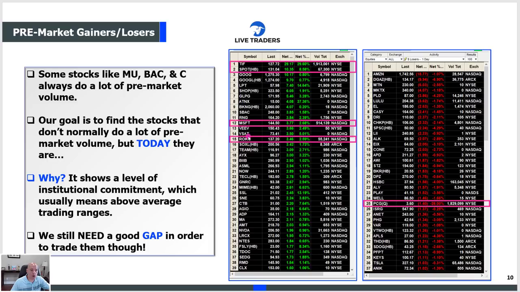So I'm looking for above average pre-market volume with a good gap. We're not going to talk about the gaps as much today. We're just going to talk about pre-market charts, which I'm going to get to in a minute. PCG right here, 1.8 million is a lot of shares in the pre-market for this thing, okay? So I'm interested, I wanna keep an eye on it. So that's what we're looking for, all right?